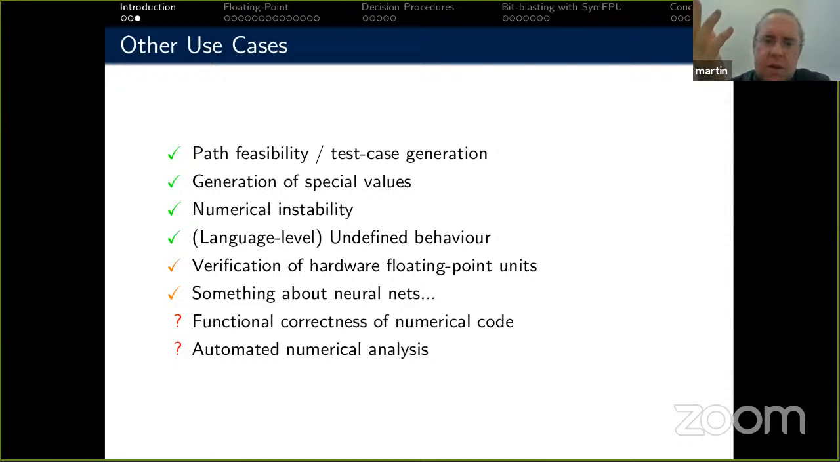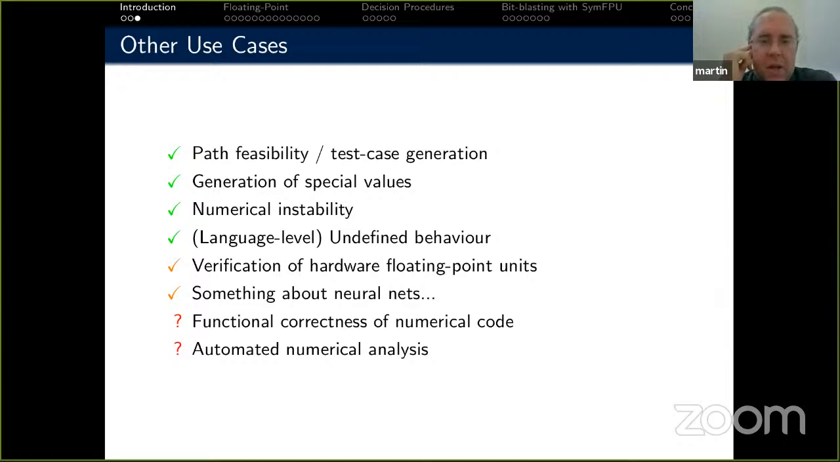So I've seen some people say that they're interested in symbolic execution. So obviously path feasibility, test case generation, you need this kind of tech. Generation of special values. We will come to this in a minute, but floating point has some additional numbers that aren't quite the same. Some placeholder values, infinities, this kind of thing. And it's quite easy to not handle them correctly. So we use this kind of solver to go, okay, look, your code, if it's fed these particular inputs, it could crash or do things.